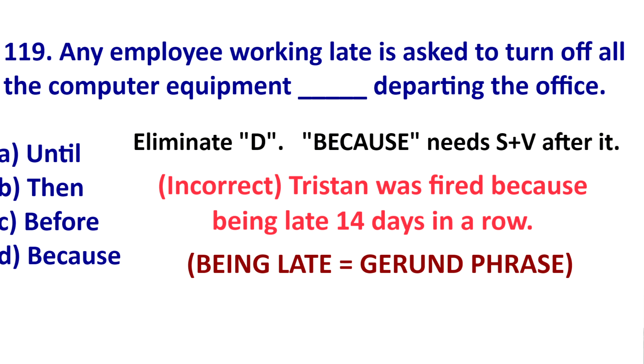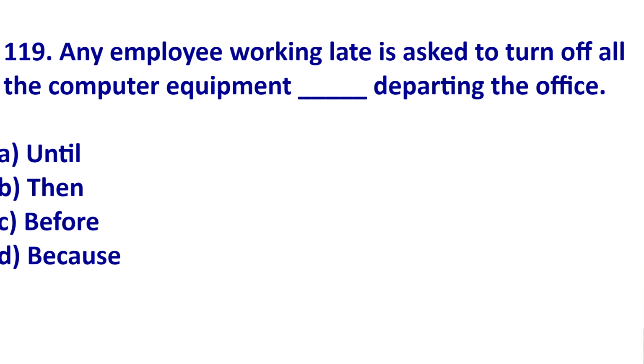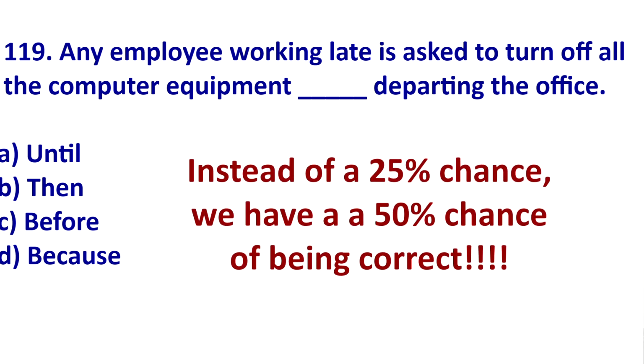There's only a gerund phrase. This is acting as a noun. So D is incorrect because after "because" you need a subject and a verb. All right, so now, instead of a 25% chance of being correct, we have a 50% chance.